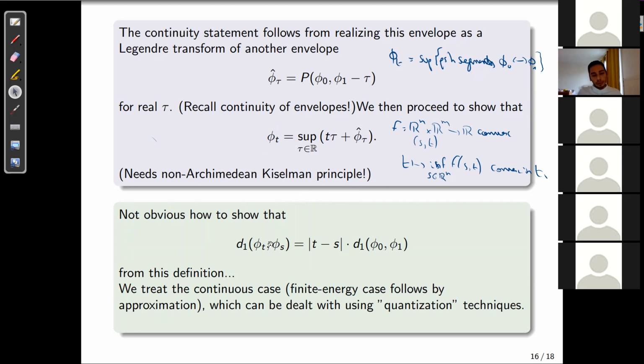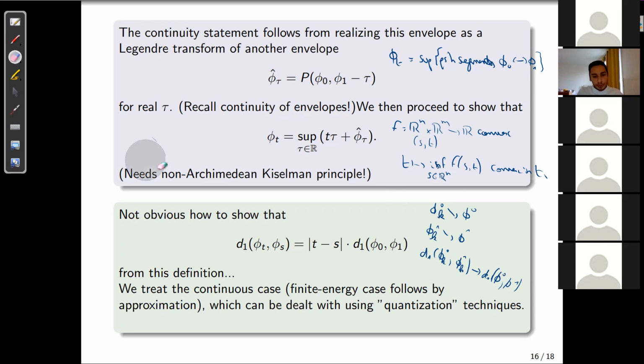This is all going to proceed nicely by approximation, because we can show that if phi 0k decreases to phi 0 and phi 1k decreases to phi 1, then the distance of phi k0, phi k1 converges to the distance of phi 0, phi 1.